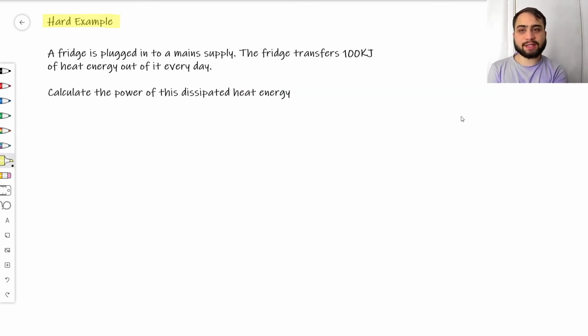A fridge is plugged into a main supply. Okay, that might be a keyword. The fridge transfers 100 kilojoules of heat energy out of it every day. Okay, those two are definitely keywords. Calculate the power of this dissipated heat energy. Okay, so we're calculating power. Now we know that there are two power equations. P is equal to IV and P is equal to E over T. Which one are we using here?